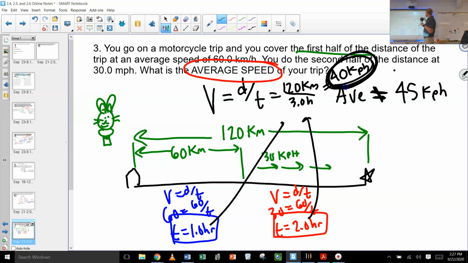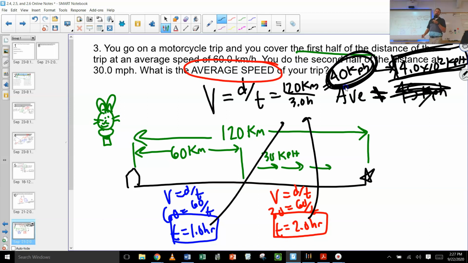Now this answer right here, got to use significant figures always. Don't think I wasn't going to forget that. 4.0 times 10 to the 2 kph. Final answer. It's not 45. Please don't fall into that trap.